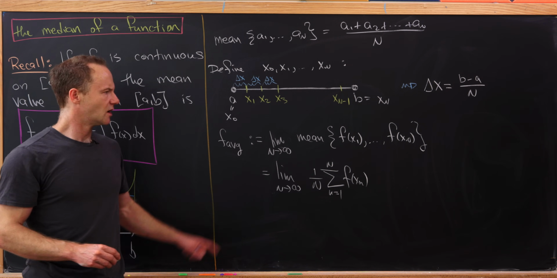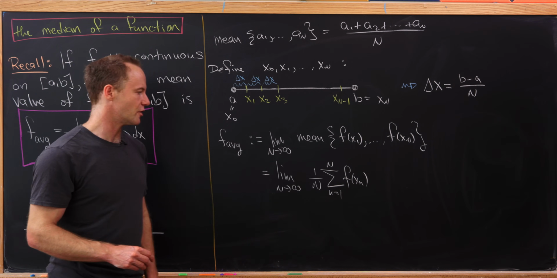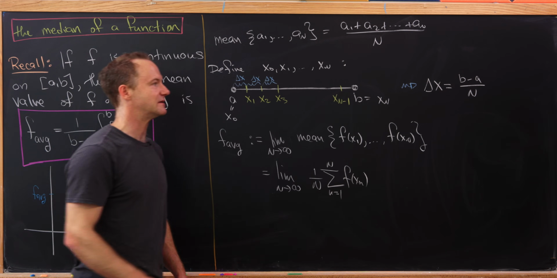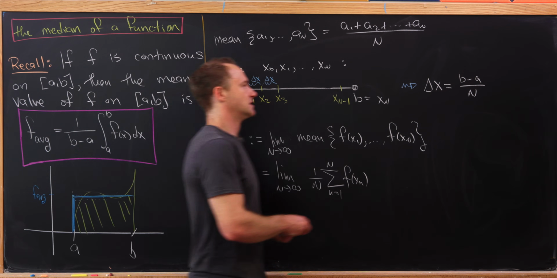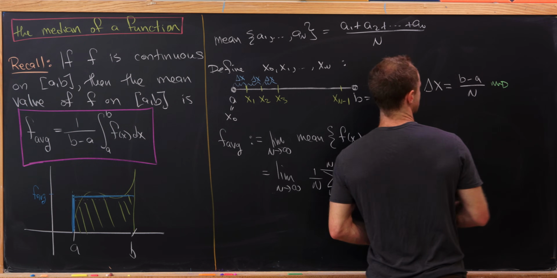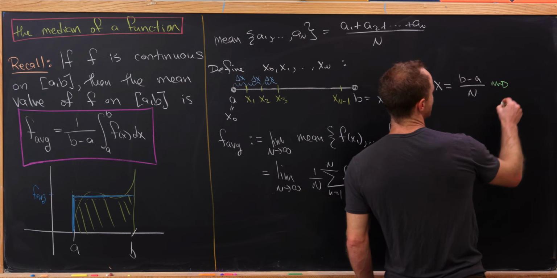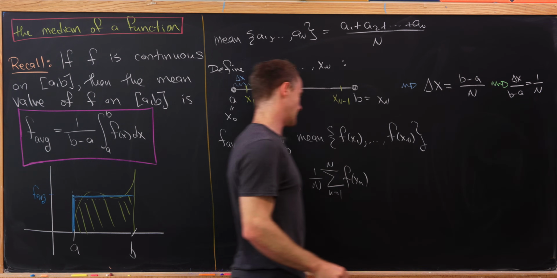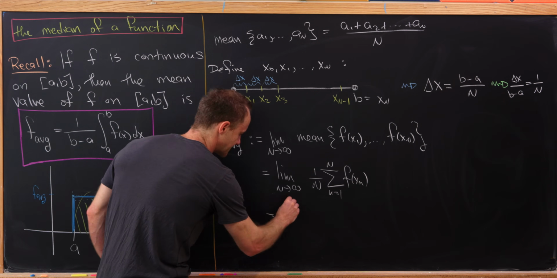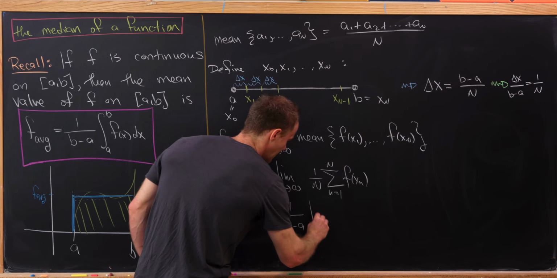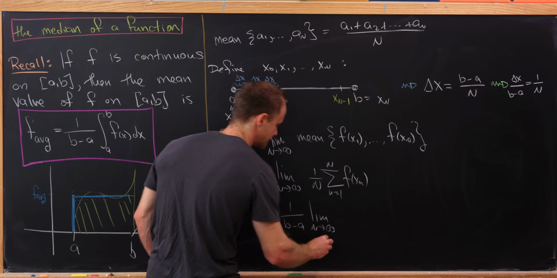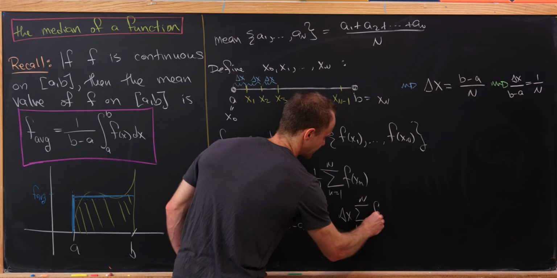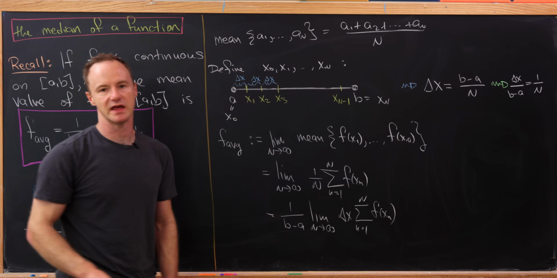Okay, nice. Oh, but look at this. We've got this 1 over N term here. And notice that delta x is simply (b minus a) over N. So we could exchange some things and note that delta x over (b minus a) is equal to 1 over N. That means I can write this as 1 over (b minus a), and then the limit as capital N goes to infinity of delta x times this sum as n goes from 1 to capital N of f of x sub n.